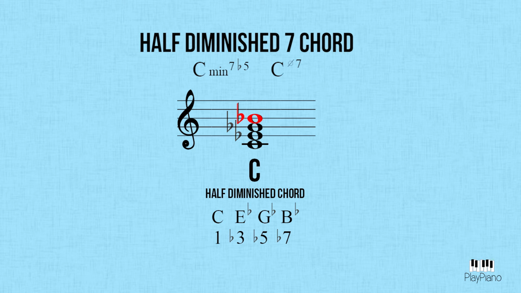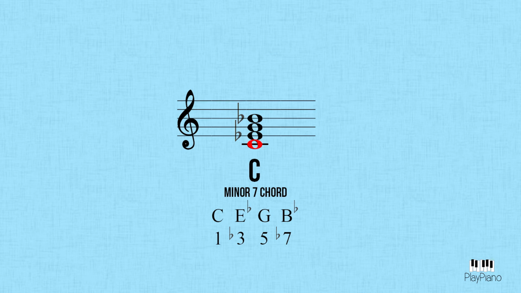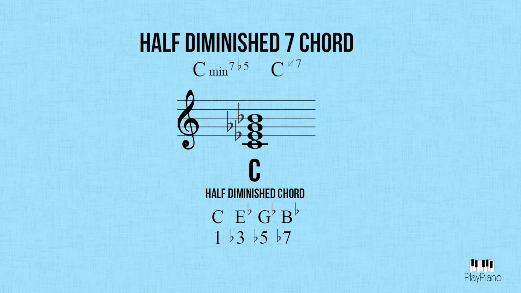Now, the other way of looking at it is to take your minor 7 chord, so C, E flat, G, and B flat, and flatten the 5th, giving us C, E flat, G flat, and B flat. The half diminished 7th chord is really great for adding dramatic flair to your playing, and it also creates suspense, but it has a saddening tone about it.